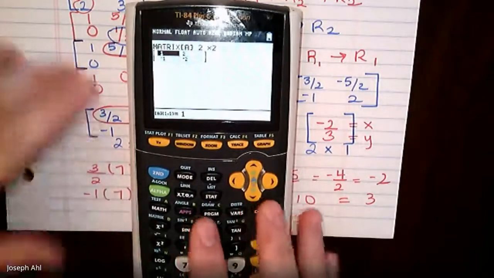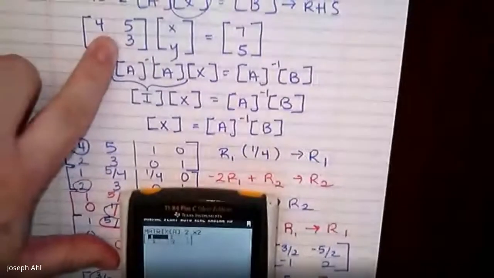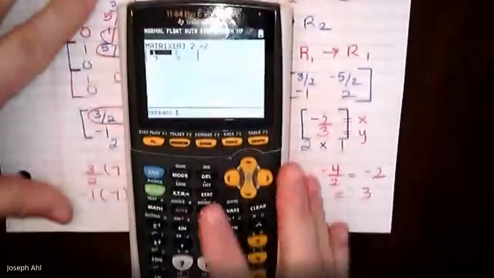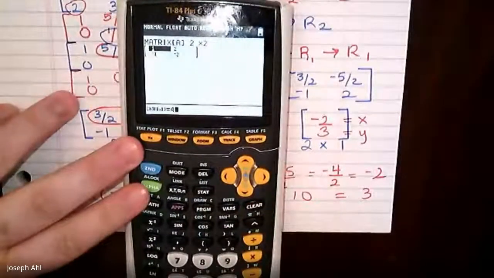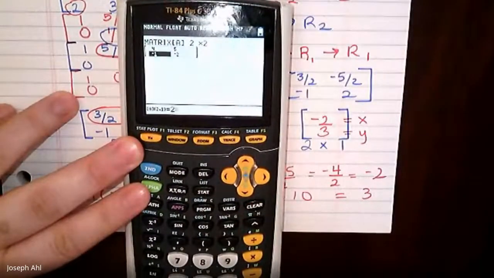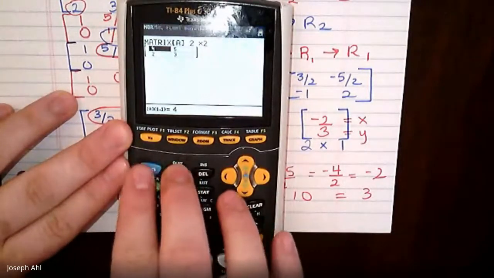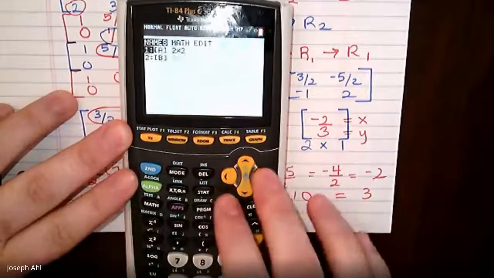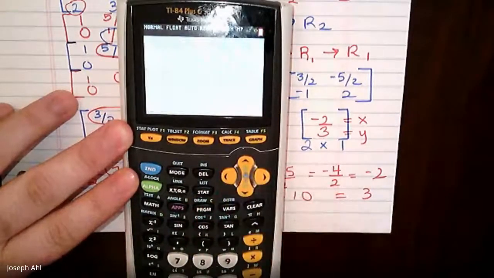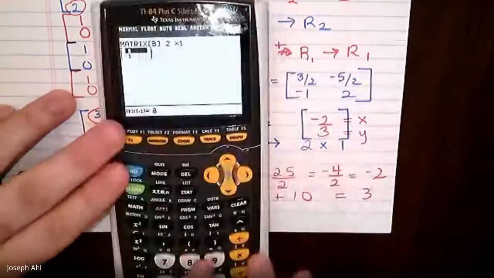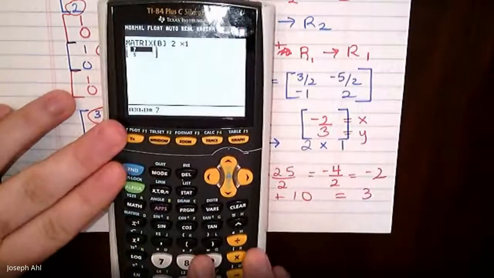And the original matrix A, all the way from the top here, was 4, 5, 2, 3. Okay, I'm not going to even type in the inverse. I'm going to type in the original: 4, 5, 2, 3. Once you're done editing, you have to quit that screen, go to second matrix, edit matrix B to be a 2 by 1, which had 7 and 5 in it.